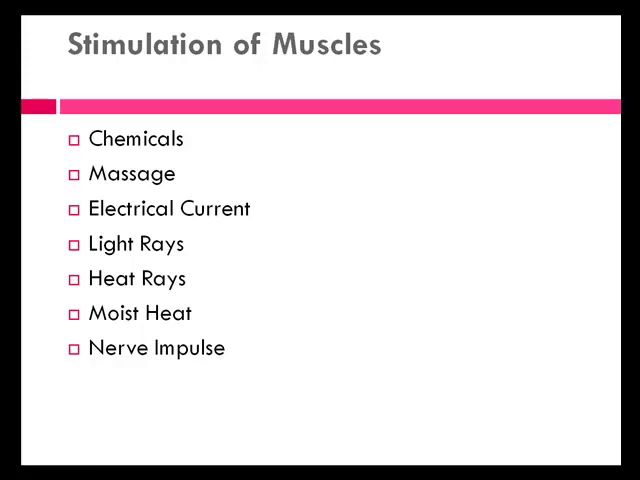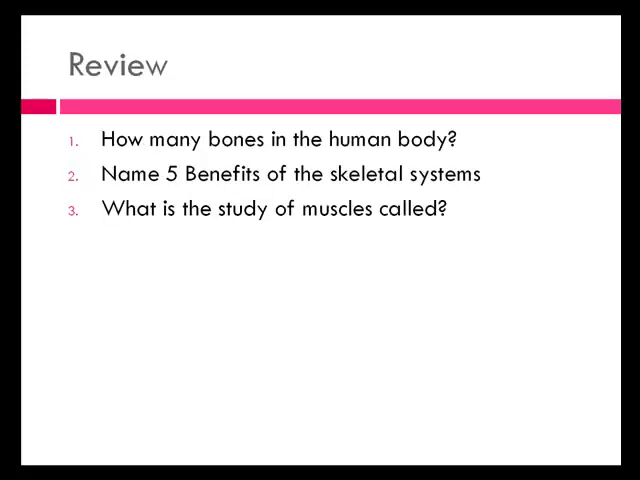Nerve impulses are stimulated by using devices like these TENS devices, where we attach electrodes to the skin and add electrical pulses so you see the muscle contracting.